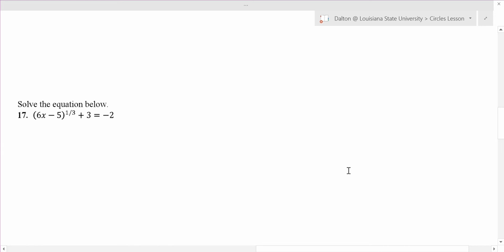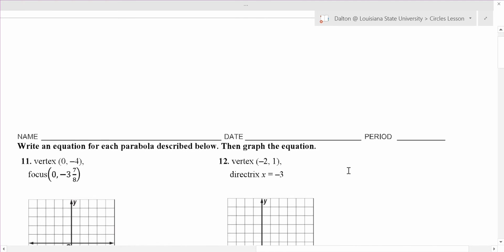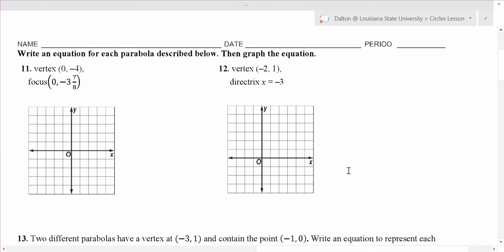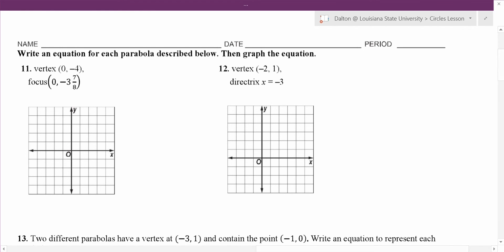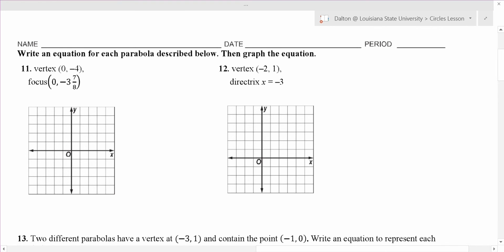On the back side, I just want to touch base on 11 and 12 very quickly because these give you a scenario, and I give you a graph for a reason because I want you to graph the scenario. Number 11 has a vertex at (0, negative 4). I'm going to draw that point, label it V. I also know the focus is at (0, negative 3 and 7/8).